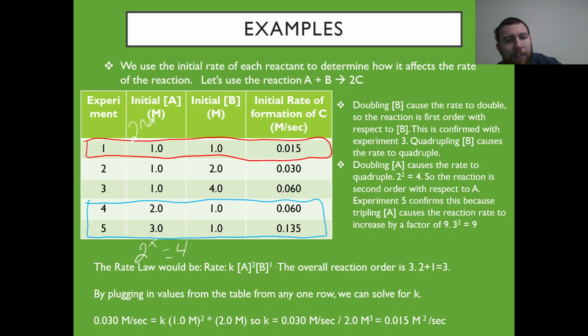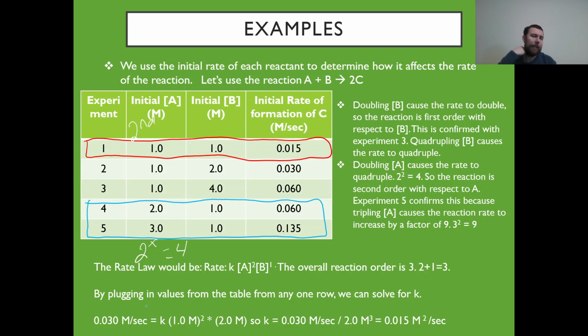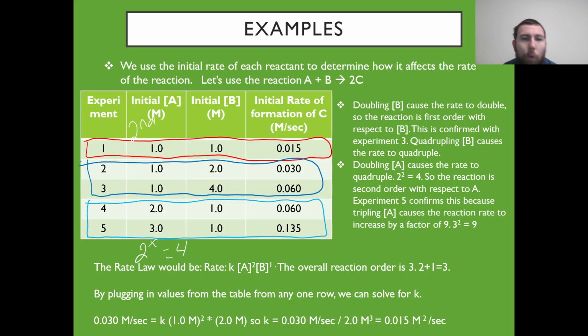Now that I've identified the order of A, I need to look at my experiments and figure out, are there any experiments that allow me to determine the order of B while holding A constant? And the good news is experiments 2 and 3 can be used to determine the order of B. Again, we'll be able to make those same comparisons. I just like to use the simplest one, so experiment 2 and experiment 1. I'd have rate 2 over rate 1.